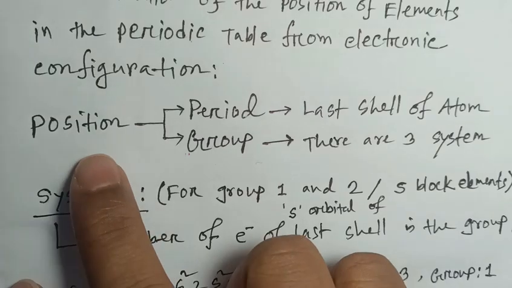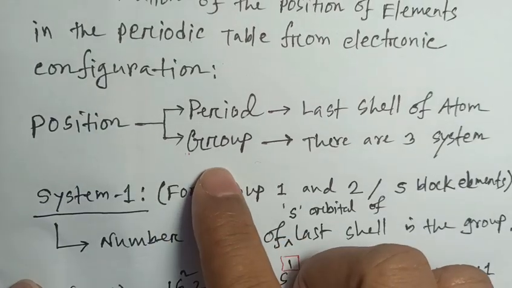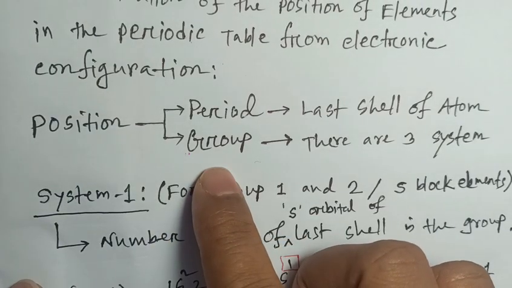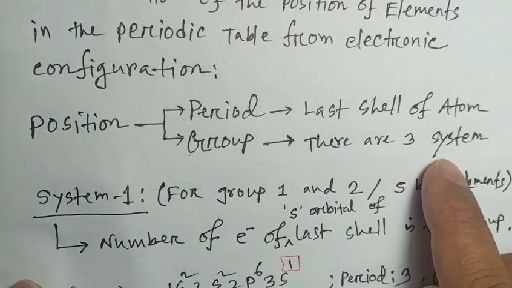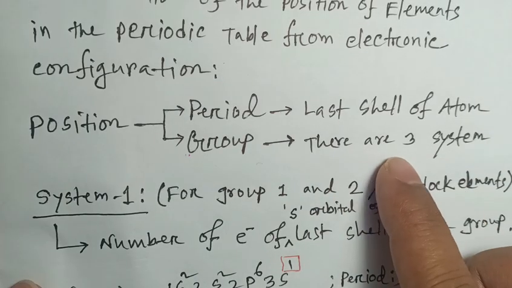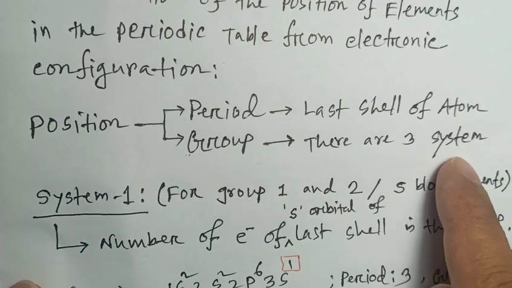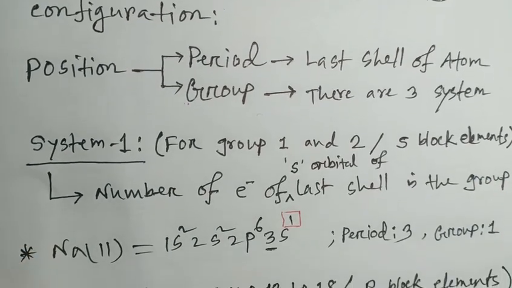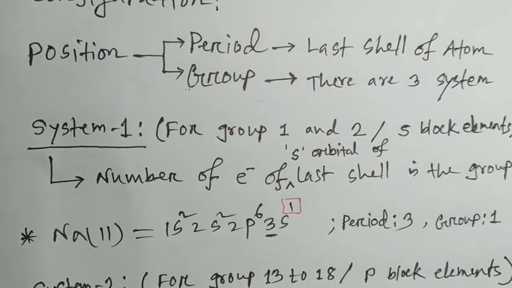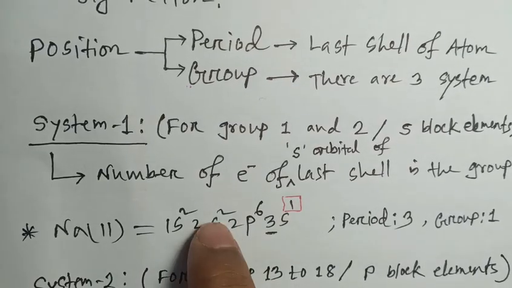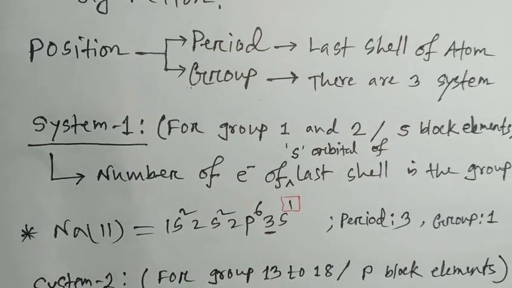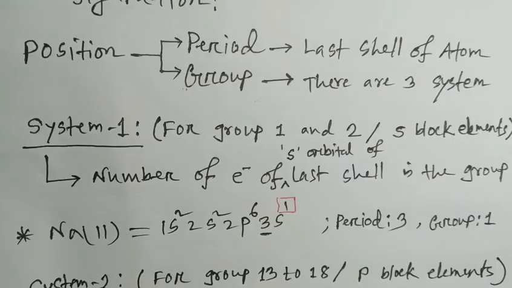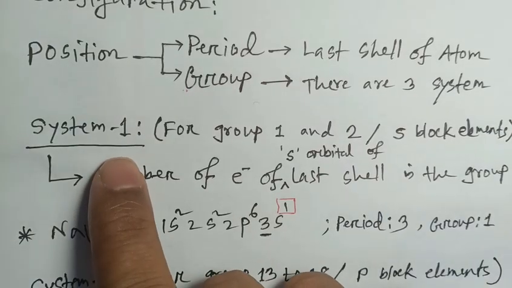And to determine the group of an element, there are three systems or rules. By using these three systems, we are able to determine the position of any element of the periodic table. Okay, let's go to understand system 1.